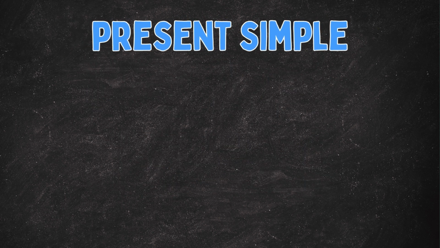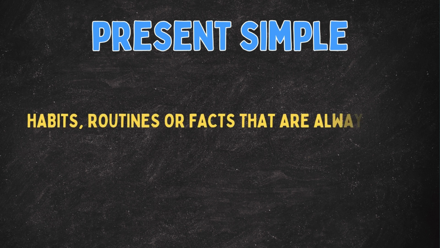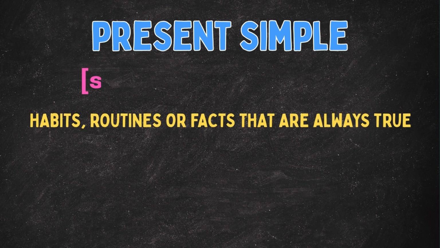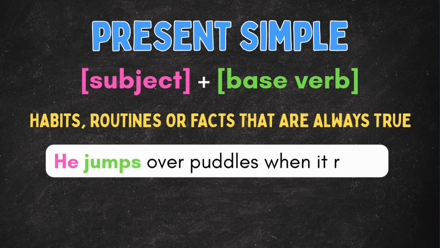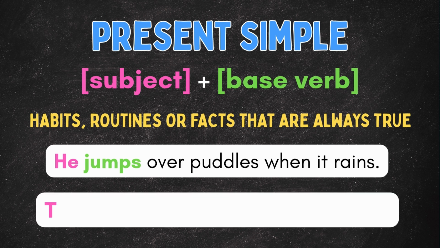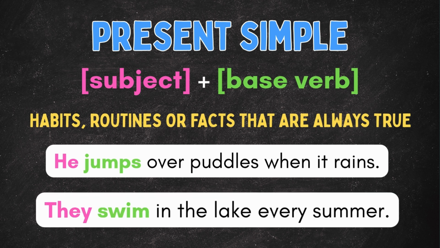Present simple. We use the present simple for habits, routines, or facts that are always true. The sentence structure consists of subject plus base verb. For example, he jumps over puddles when it rains. They swim in the lake every summer.